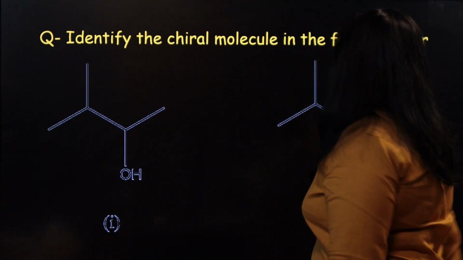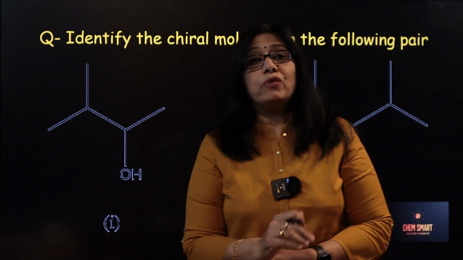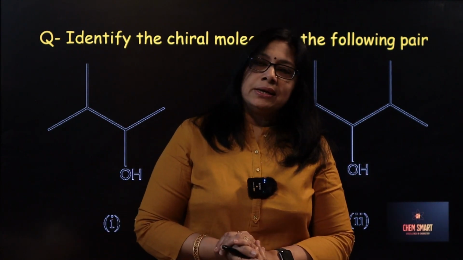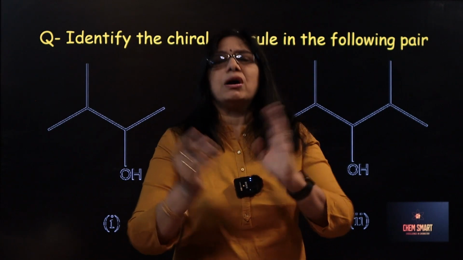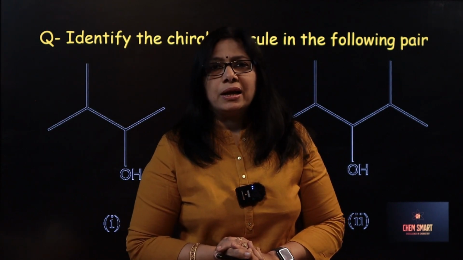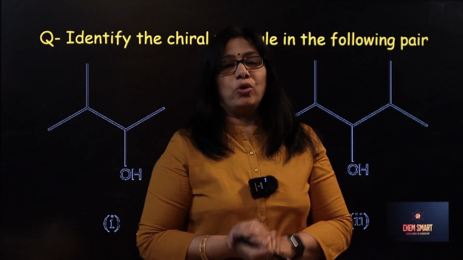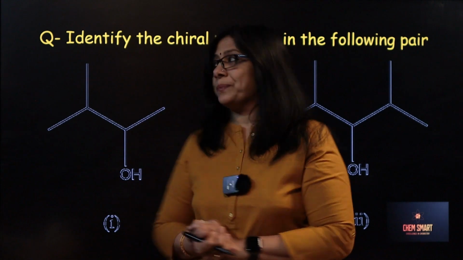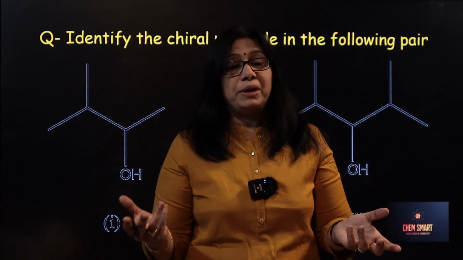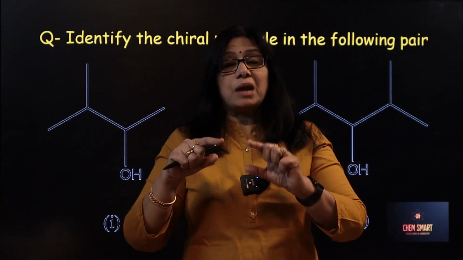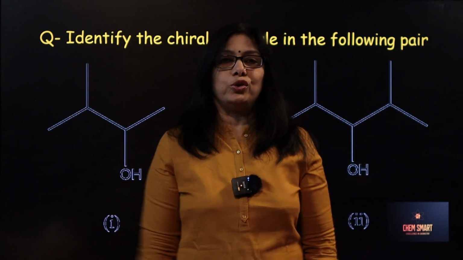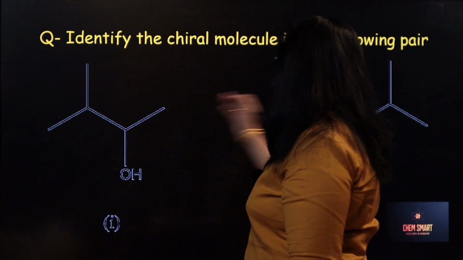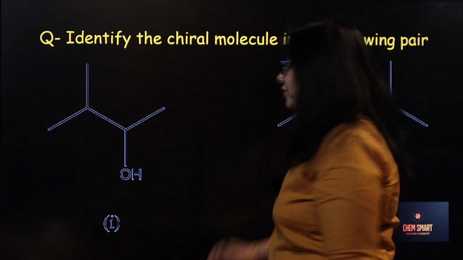Okay. Now, the next question. Identify the chiral molecule in the following pair. You know what is meant by chirality? Non-superimposability, right? So, for chirality to occur, there should be an asymmetric carbon or a stereo center present in the molecule. At least one stereo center should be there. Stereo carbon means asymmetric carbon, where the carbon is connected to 4 different atoms or groups. That is called an asymmetric carbon. So let us find out which one is having an asymmetric carbon in the structure.